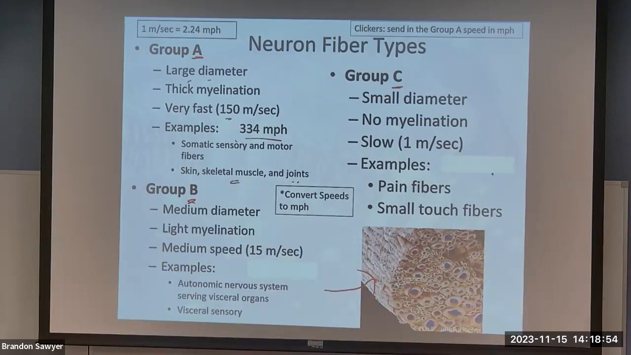Then we have our group B fibers, which are medium size. They have some myelination, not a lot. They go about 33 miles per hour. This is our autonomic nervous system and all the sensory coming from our vital organs. And then finally, our type C fibers are very small diameter. They don't have any myelination. They only travel a little over 2 miles per hour. These are our pain fibers and our very small touch fibers.